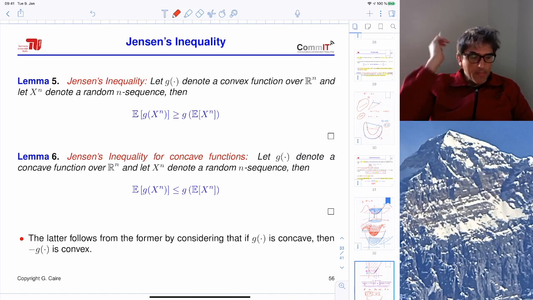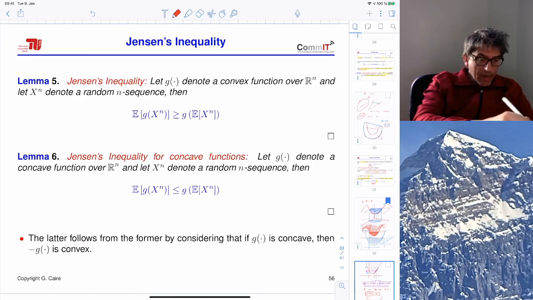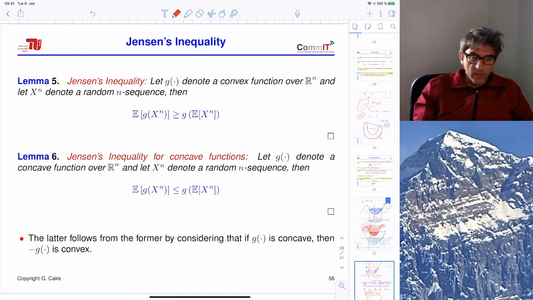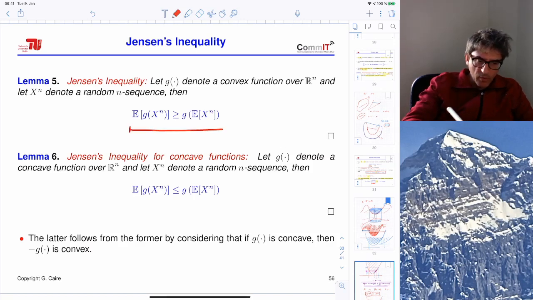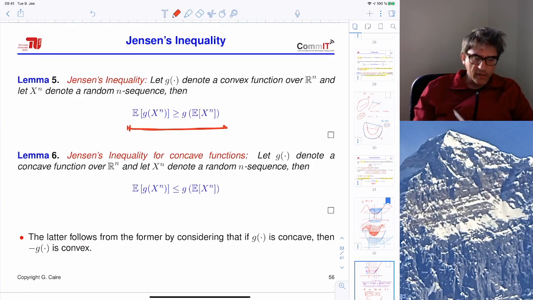It says that if G is a convex function in Rn, and we denote by Xn a random n sequence with, say, real values, then the expectation of G of Xn is greater or equal than G of the expectation of X. So expectation is a little bit like a convex combination because it's a sum with weights that sum to 1, which are probabilities of particular values, which are the particular determination of the random sequence Xn. So you see that this is exactly the same property said before, but in more general terms.